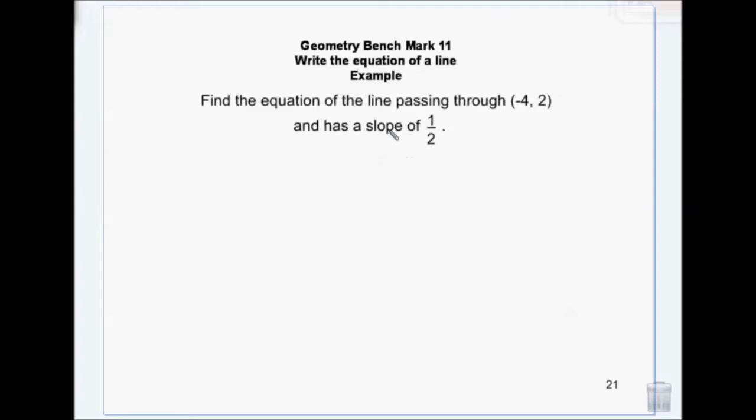So again, we have another example. This is x, this is y, this is m. So I've got y equals mx plus b, so y is 2, m is 1/2, x is negative 4, I don't know b.